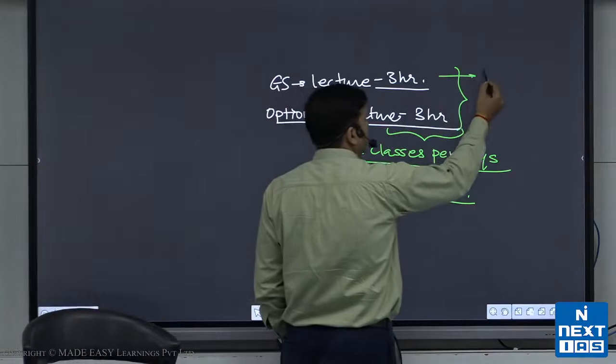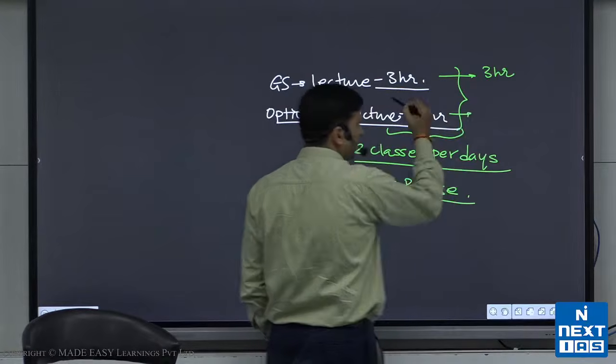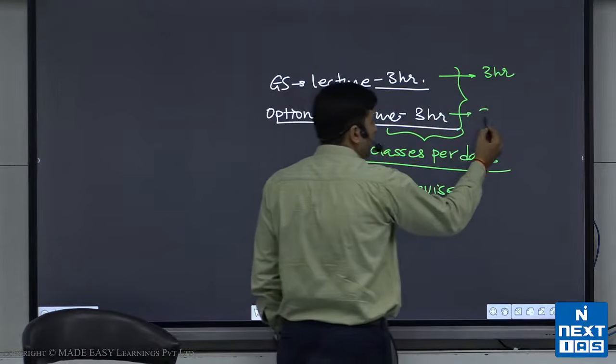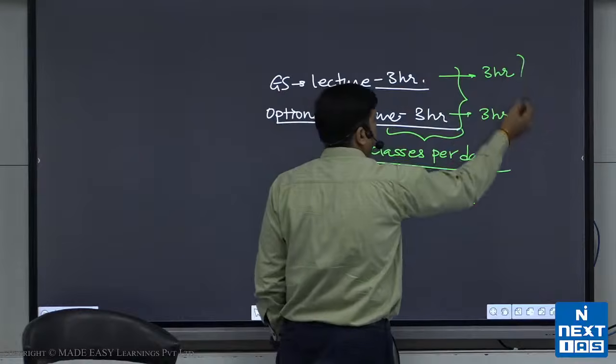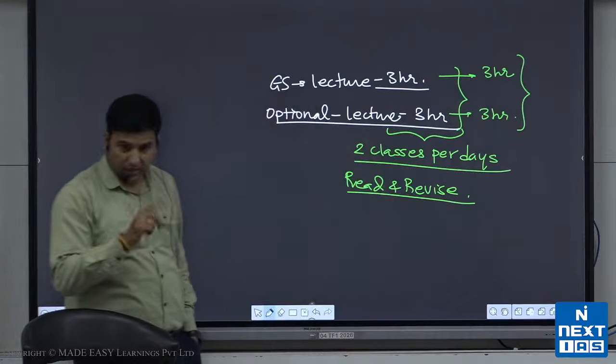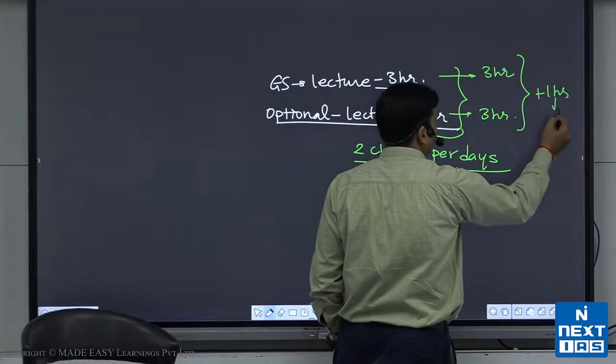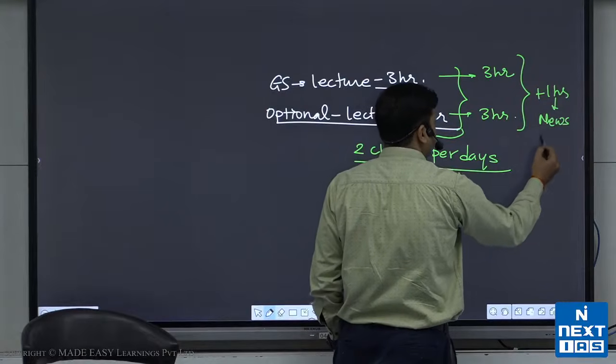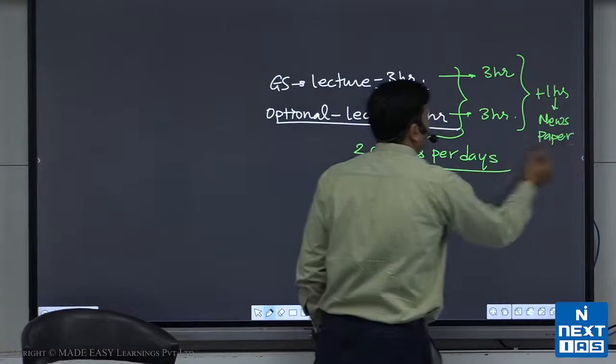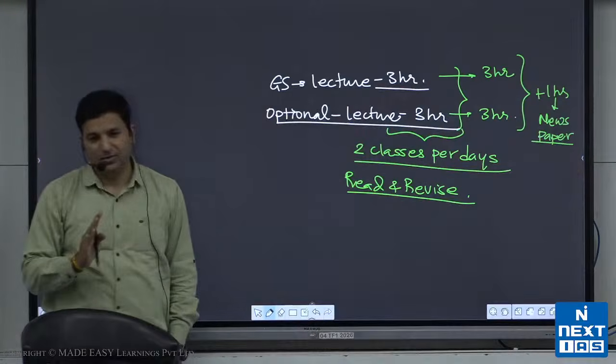So 3 घंटा घर जाकर के आप GS पढ़िए, proportional to the time you have spent in the classroom. 3 घंटा optional. How much time has it become? 12 hours per day. After 12 hours, you have to spare 1 hour for what? Newspaper. So this is a bare minimum routine of a student every day.